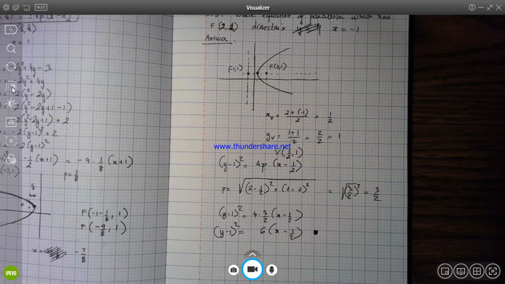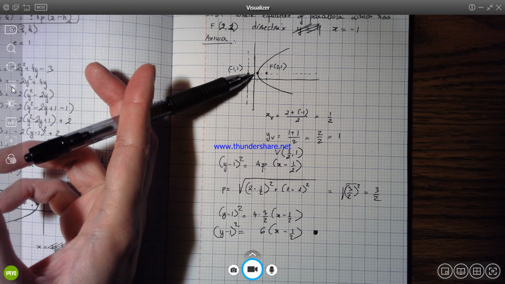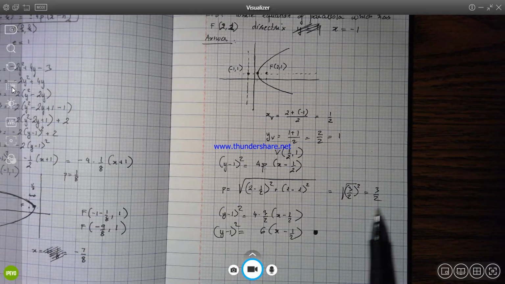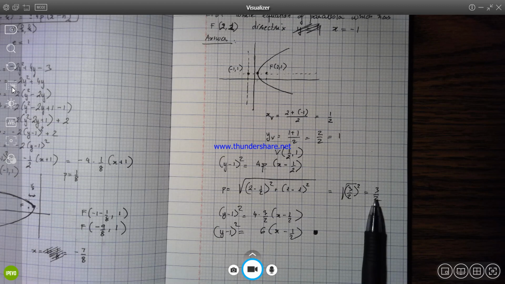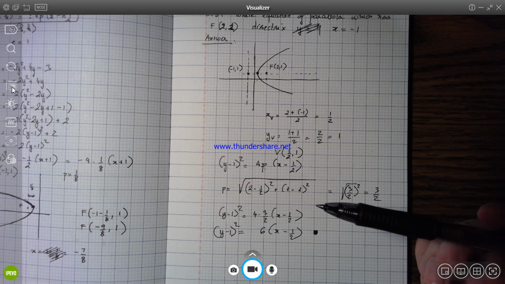You can get p by reading the graph, but it's good if you show me the work. You have to show the work. Don't just read the graph.